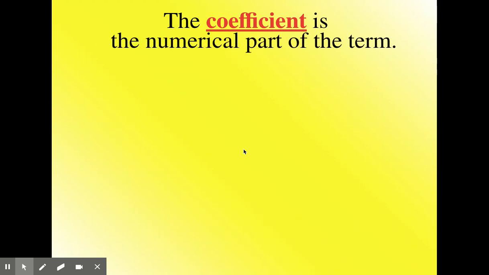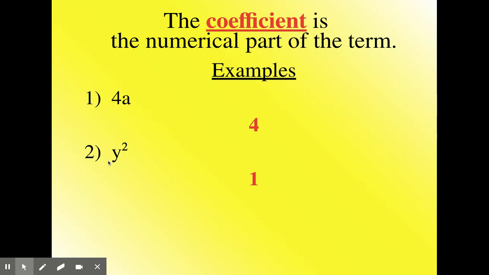Coefficient is the numerical part of the term. Examples: 4a, what would be the coefficient? 4. y squared, what's the coefficient? It would be 1. Even though there's no number in front, we always know that a 1 exists in front of any term that doesn't have a number connected to it or a coefficient, so that 1 is always existing.